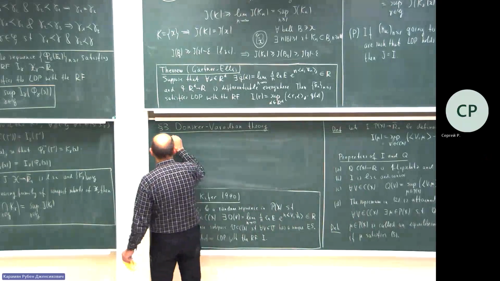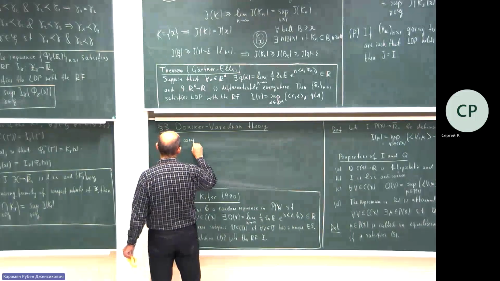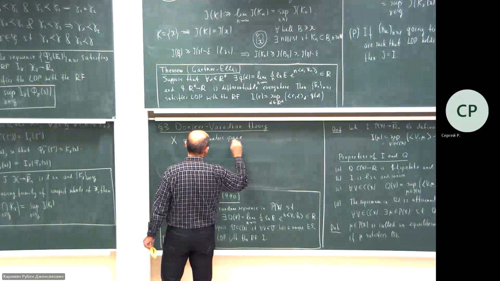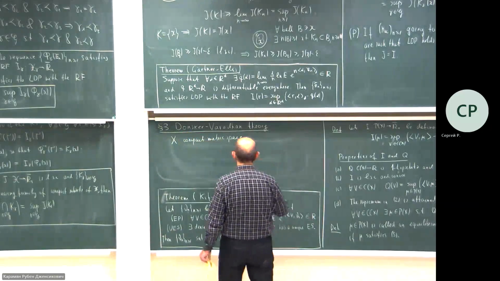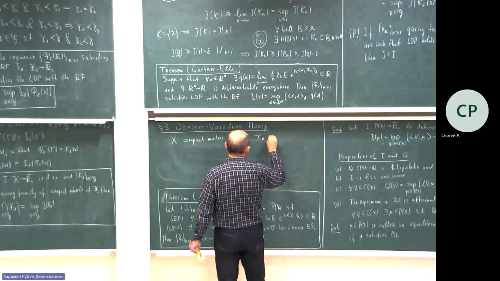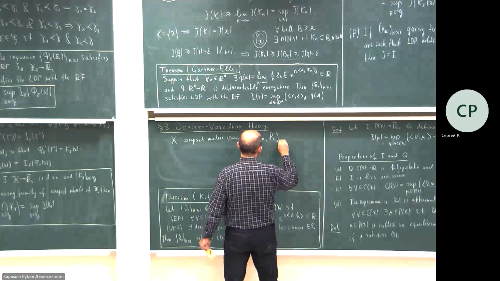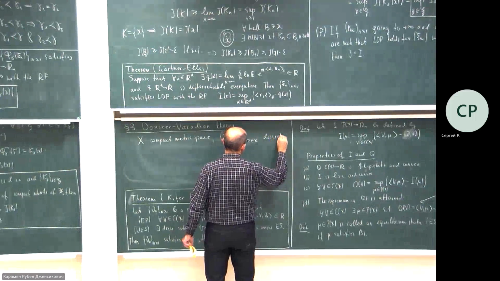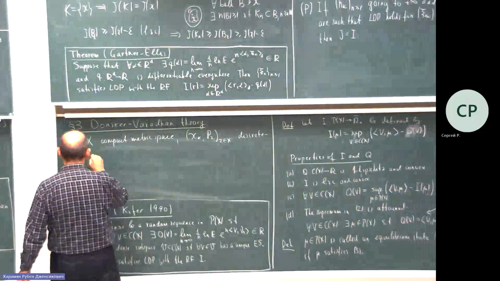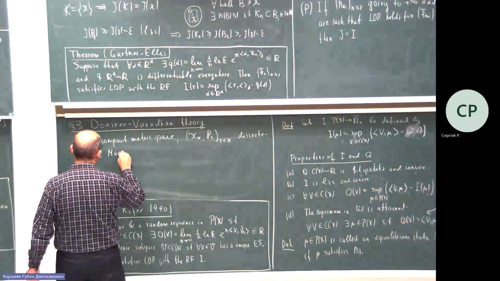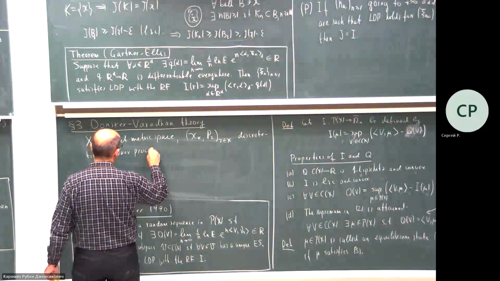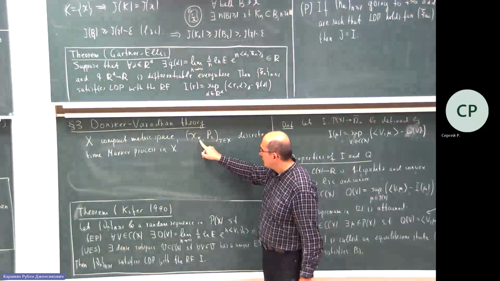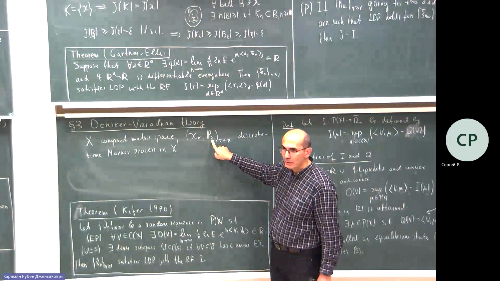Now we consider again X, which is a compact metric space, and we consider a discrete time Markov process in X. So I'm using the convention that I have one trajectory and a family of probability measures.